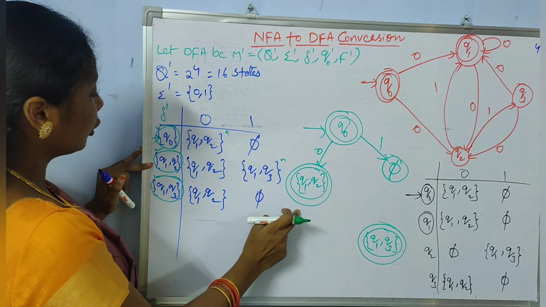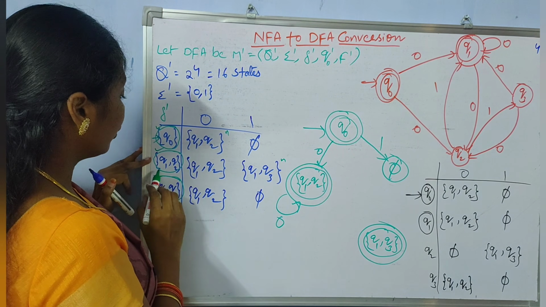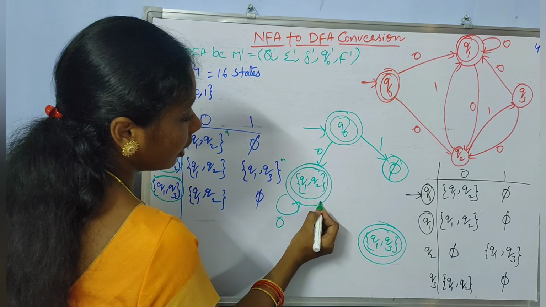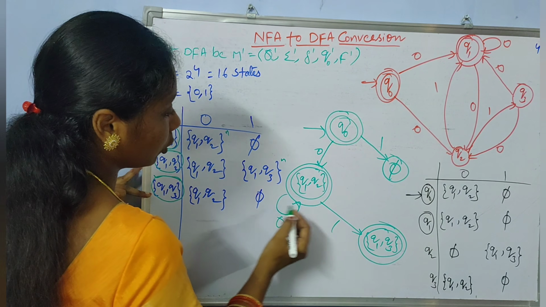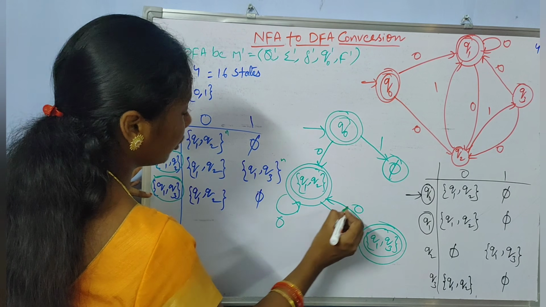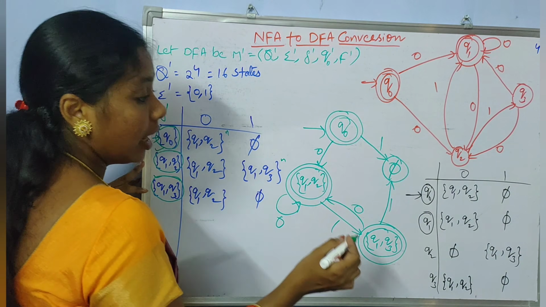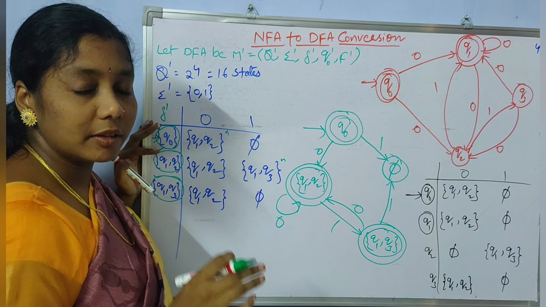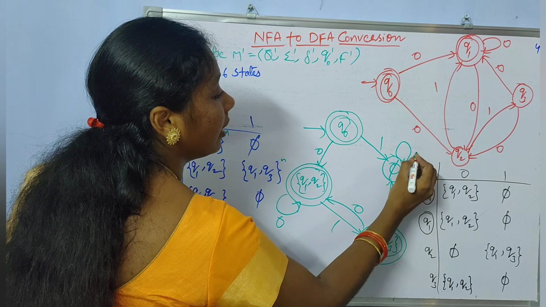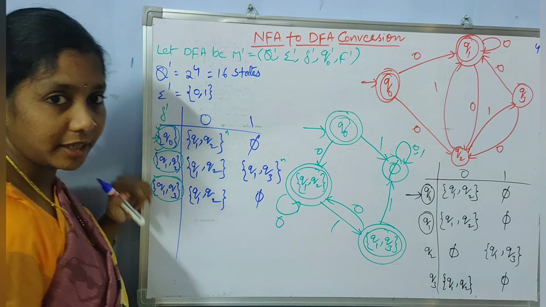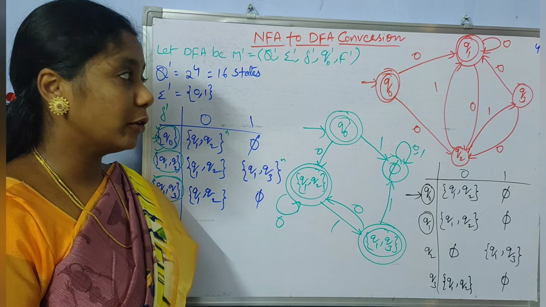And again Q1, Q2 with 0 goes to Q1, Q2 again. So here we have a self loop. And Q1, Q2 with 1 goes to Q1, Q3. And Q1, Q3 with 0 goes to Q1, Q2. And with 1 it goes to the dead state. In a DFA every state has transitions with both the inputs, including the dead state. That's why we need to add 0, 1 transitions to the dead state. So this is the equivalent DFA for the given NFA. Thank you for watching the video.